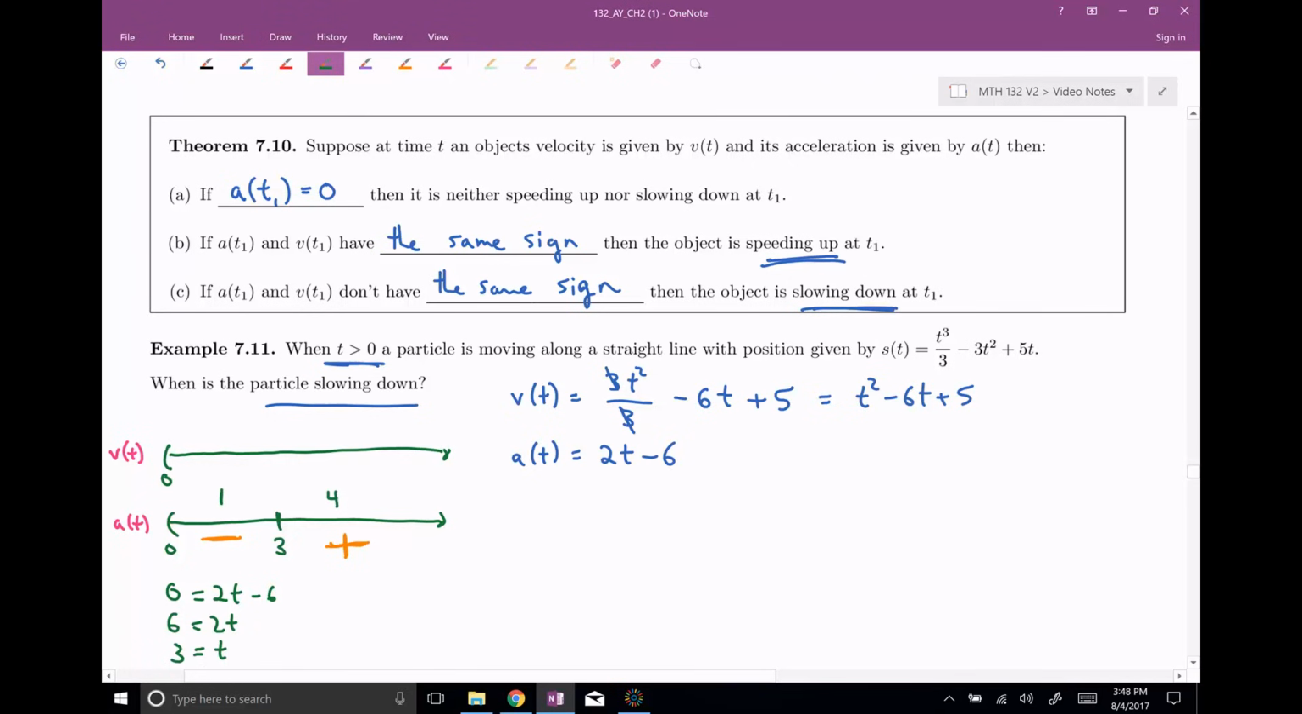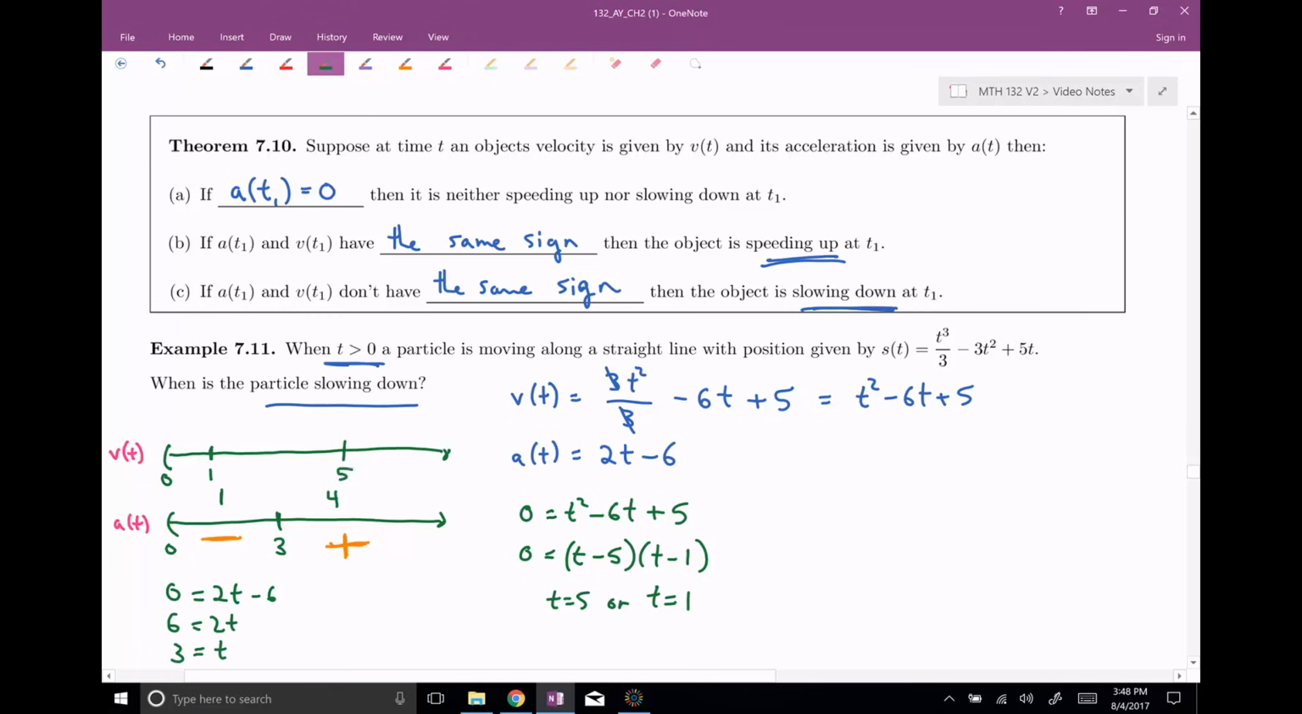So when is velocity equal to 0? That's going to be 0 equals t squared minus 6t plus 5, and I see I have a nice quadratic here, so maybe I can factor it. And indeed I can: I'm going to have t minus 5 and t minus 1. That says it's equal to 0 at either t equals 5 or t equals 1. This tells me how to split up my interval, so I'm going to split it here at 1 and then later at 5.